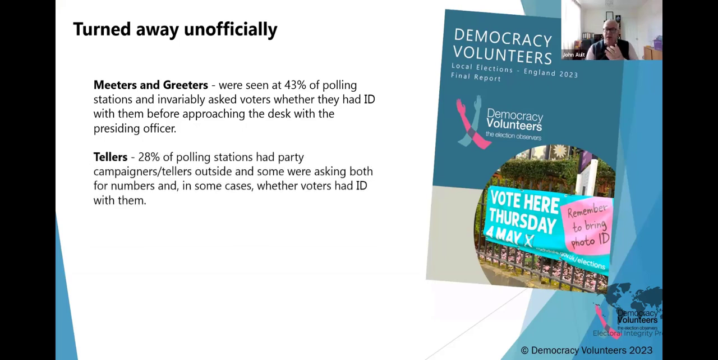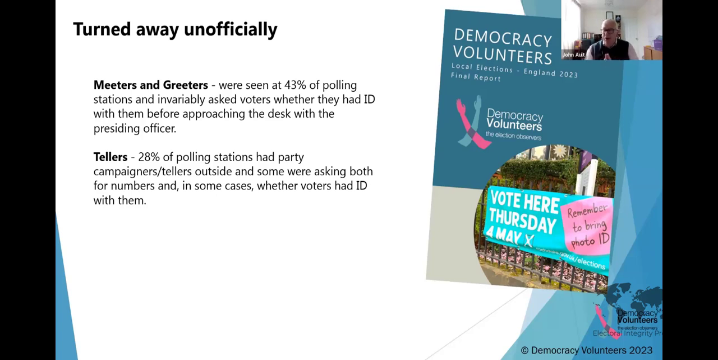There were also 28% of polling stations that have tellers. Now, a teller, for an international audience, is a person who takes numbers from the voter to record them, so they can tell their party to go out and get them out later on in the get out the vote operation. And some of those were asking people to have their ID with them. But just as a matter of course, they were asking, have you got your ID with you, sort of conversation. And so some of those would also turn people away.